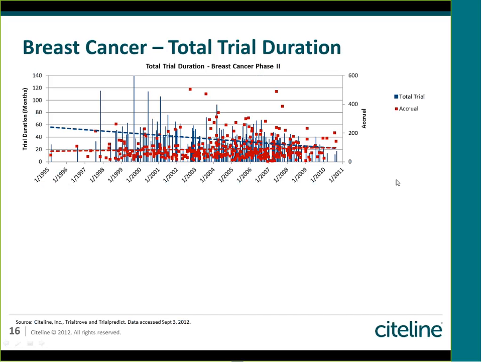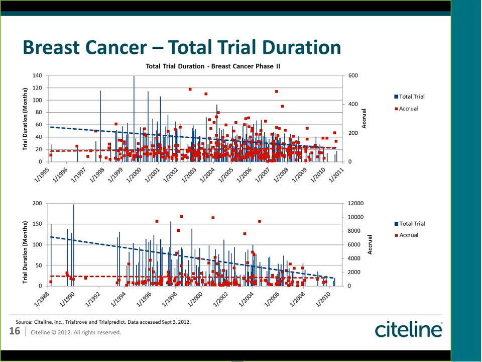And in this top panel, we have total trial duration and accrual for breast cancer phase 2 trials. And when we take a look at the trend line in total trial duration across those start dates, and that's indicated by the blue dotted line, there's a decrease observed in total trial duration. In the bottom panel, we see the same type of graph, in this case for phase 3 trials in breast cancer. And here the downward slope of the trend line in total trial duration is even more pronounced.